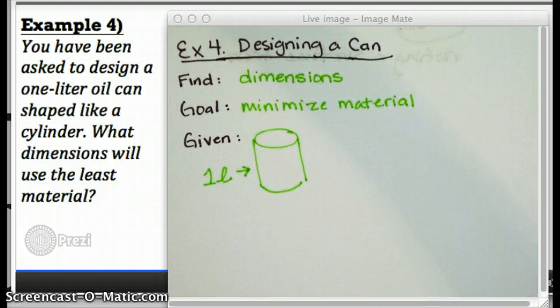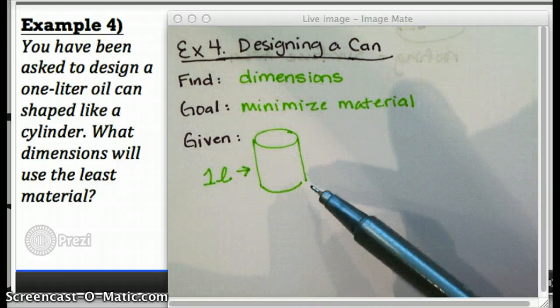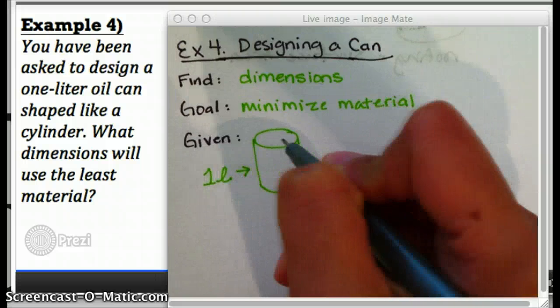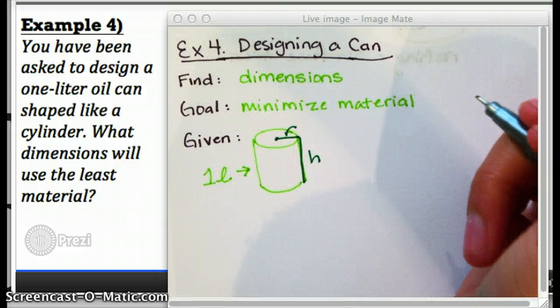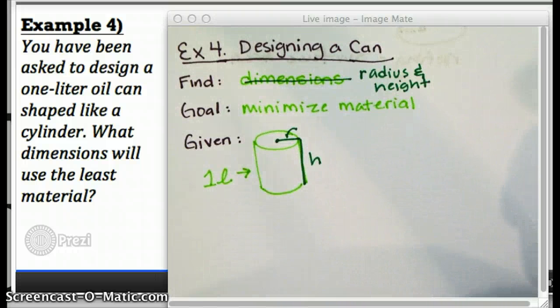When we say dimensions, what are the relevant dimensions of a cylinder shape? Well, radius and height are the 2 that come to mind for me. So what we really want to find are the radius and the height of the can.